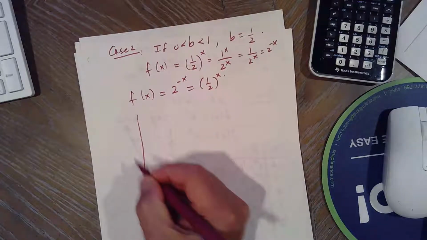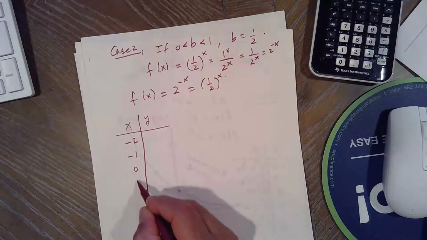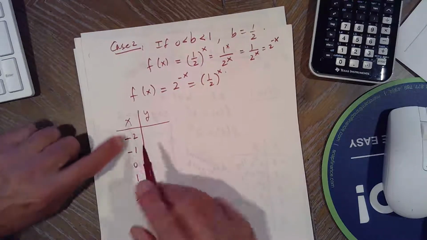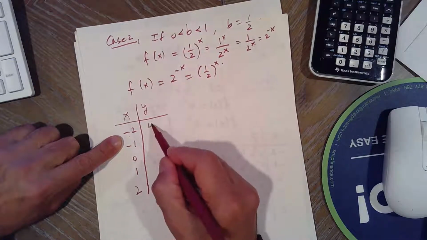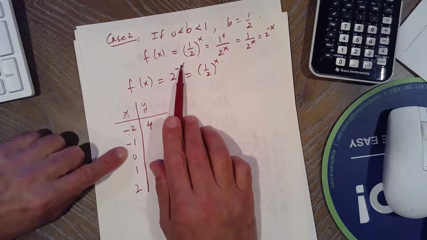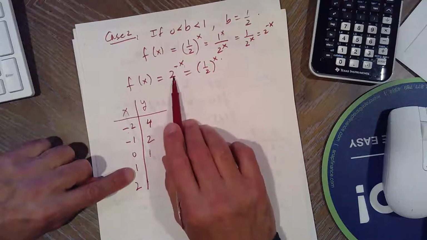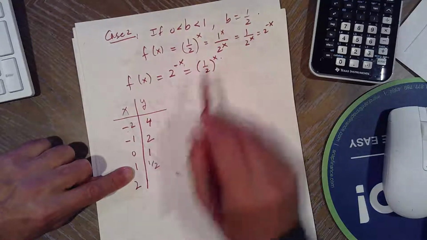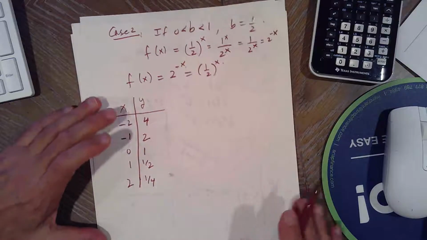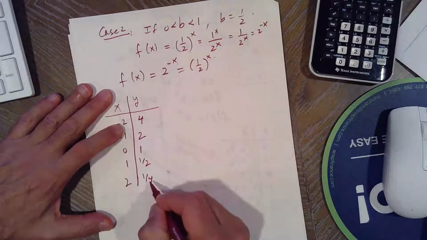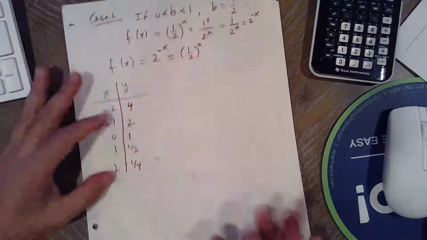So make a t-chart, same x values that we picked for the original example, and you plug it in. You have two negatives, it will be positive, so you get 2 squared or 4. Again, 2 negatives, so it's a 1, 2 to the 1 is 2, 2 to the 0 is 1, 2 to the negative 1 is 1/2, or you can plug it in there. 2 to the negative 2 is 1 over 4. So here it's going to start high and end low. There it starts low and ends high. Okay.